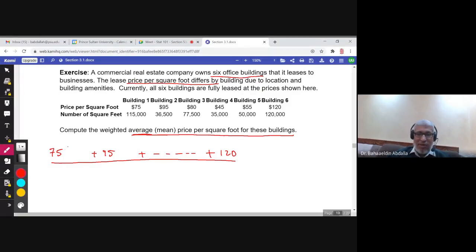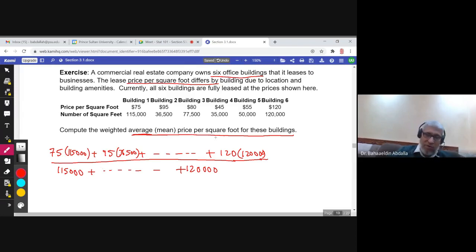So you multiply 75 by 115,000, and 95 by 36,500, and you continue like this until you multiply 120 times 120,000. Okay, and you divide by the sum of the number of square feet, and then you will get the answer, the weighted average price per square foot.